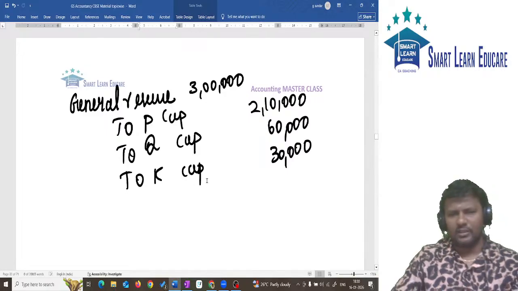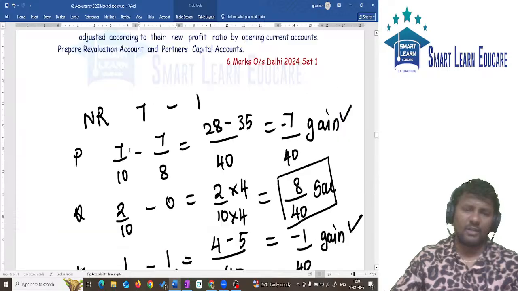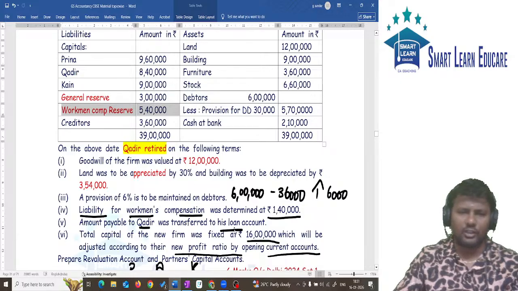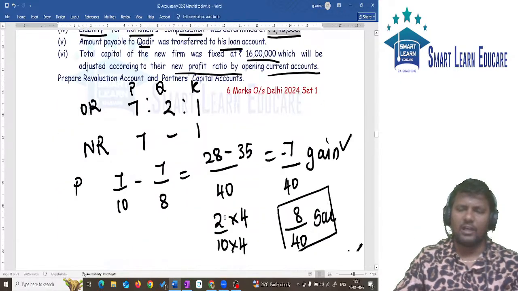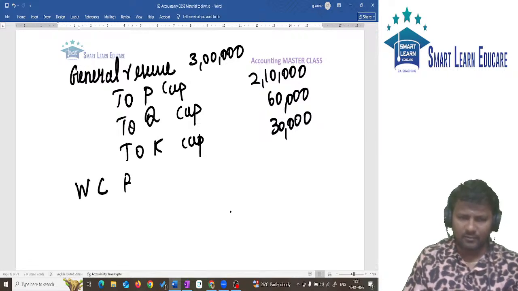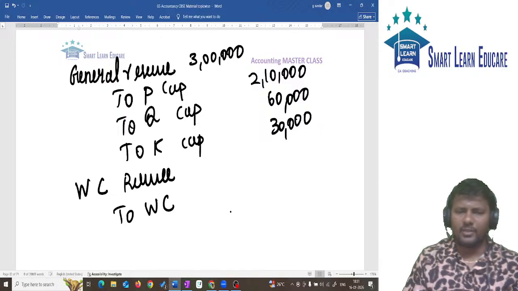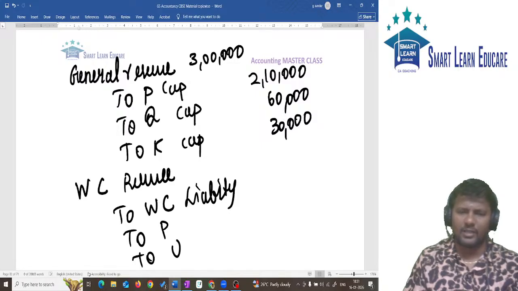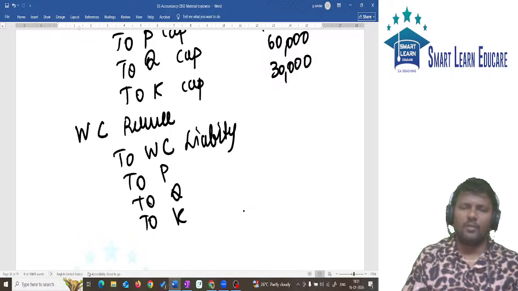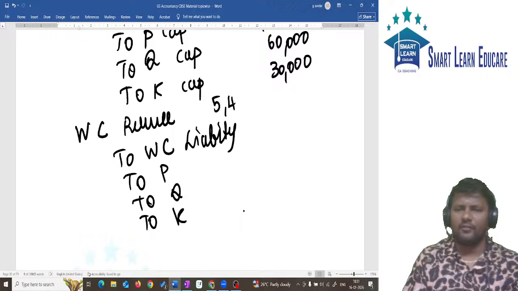Reserve over. Then we should prepare revaluation, and also workman compensation reserve is there. How much workman compensation reserve is there? 5 lakh and 40,000. And we have a liability of 1 lakh and 40,000. So what is the entry? Workman compensation reserve account debit to workman compensation liability, to partner's capital, to P's capital, to Q's capital, to K's capital.